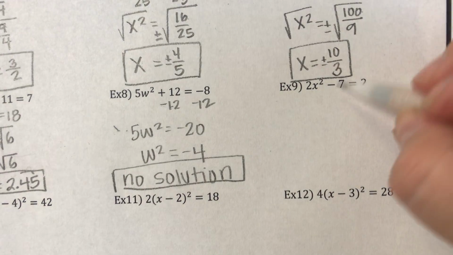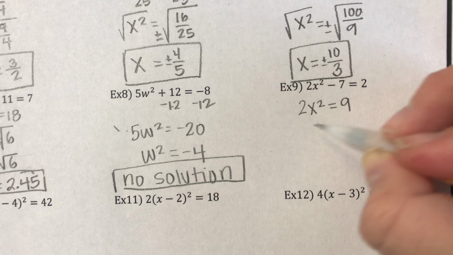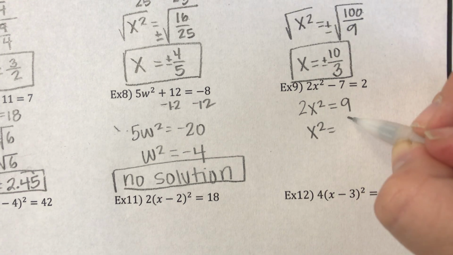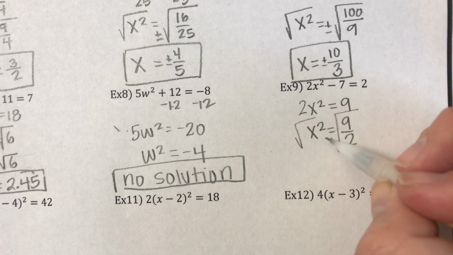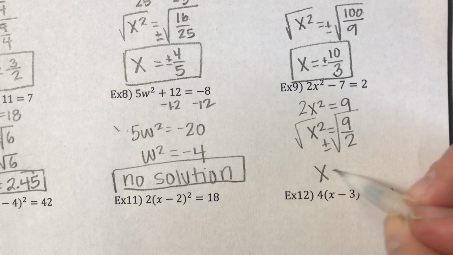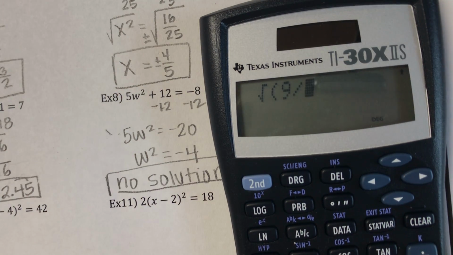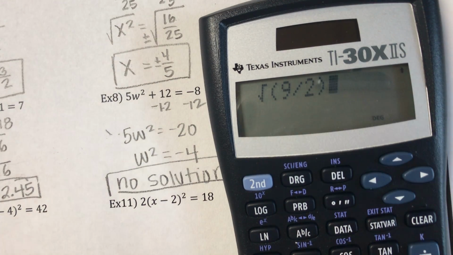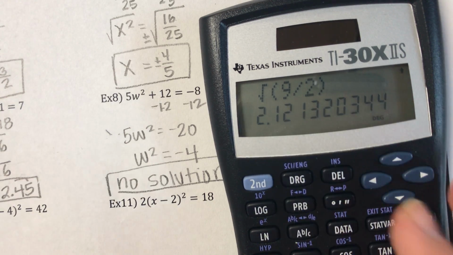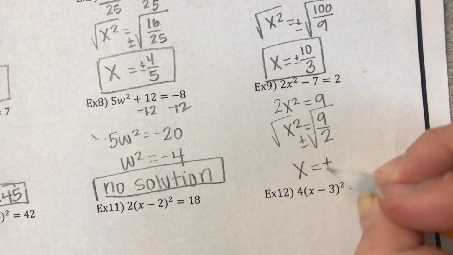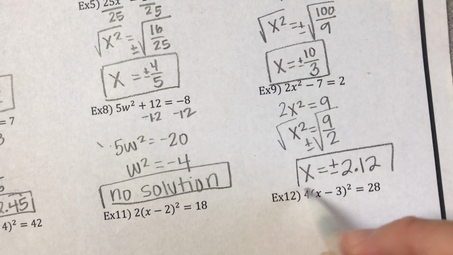On number 9, we're going to add 7. So 2x squared is 9, and then divide by 2. So x squared is 9 over 2. Then we're going to take the square root of both sides. On my calculator, I'm going to take the square root of 9 over 2 and hit enter. So it's plus or minus 2.12, and that's my answer.